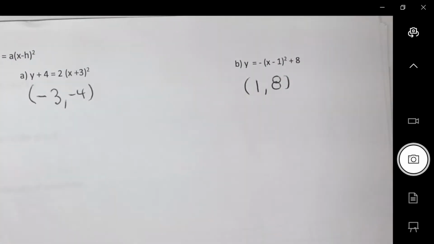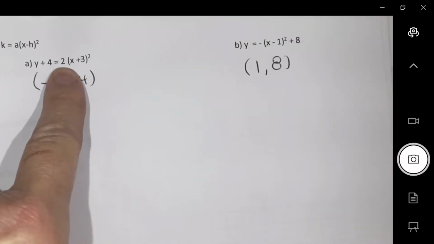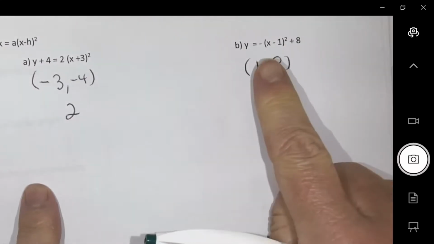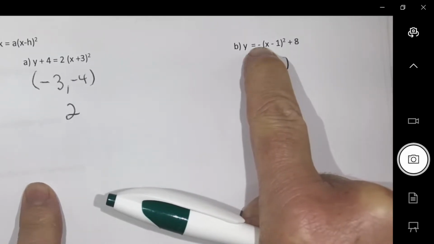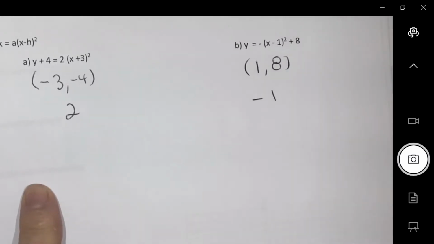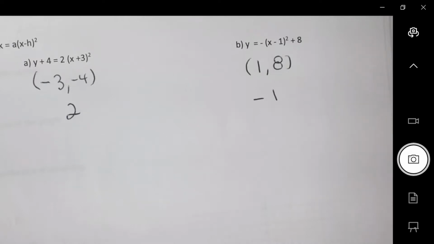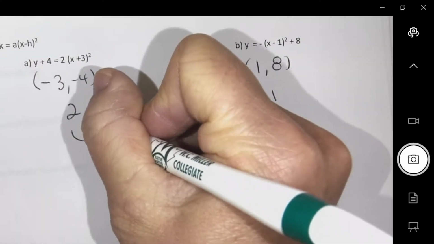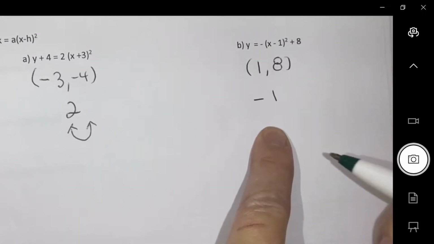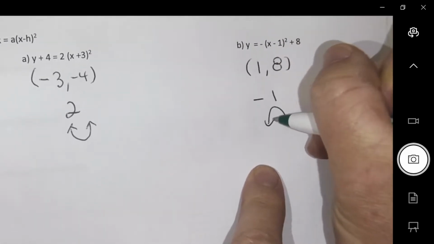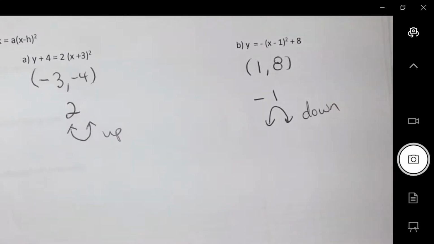Okay, what is our slope to each one? This first one is 2, and this is -1. A slope tells me the direction of opening. So a 2 slope will be going upward, and a -1 slope means it will be going down. You can either draw me a little picture or write me a word. That's okay.